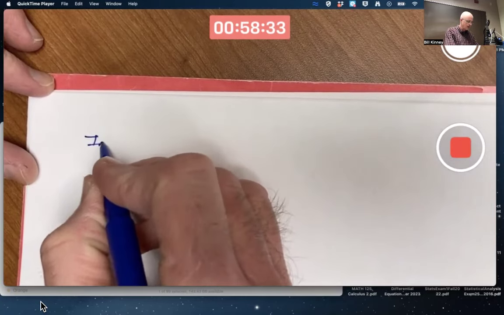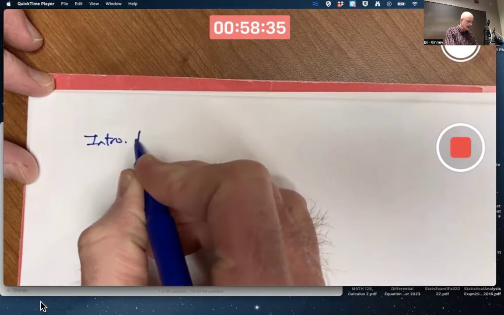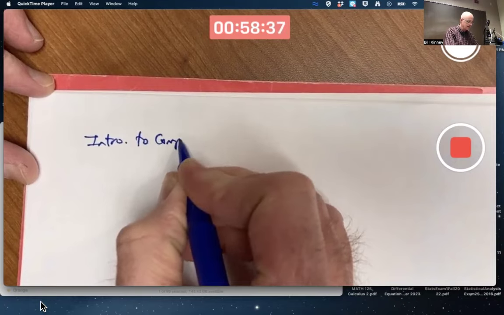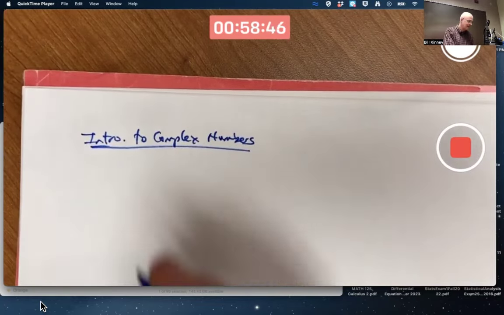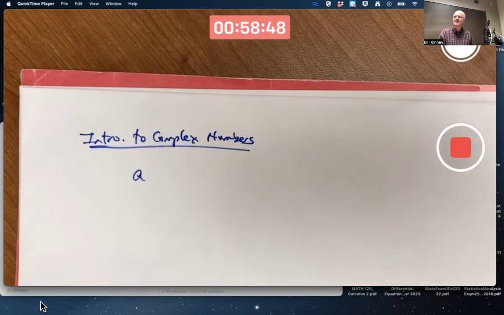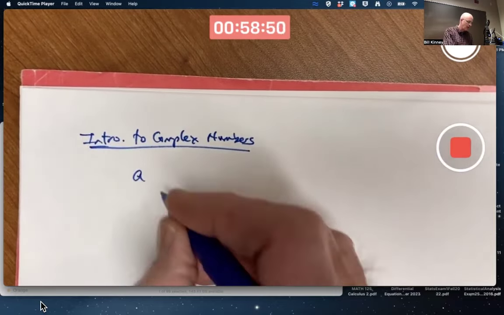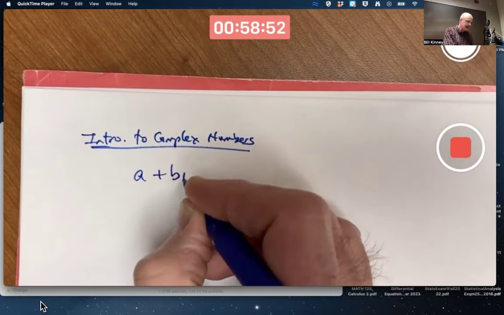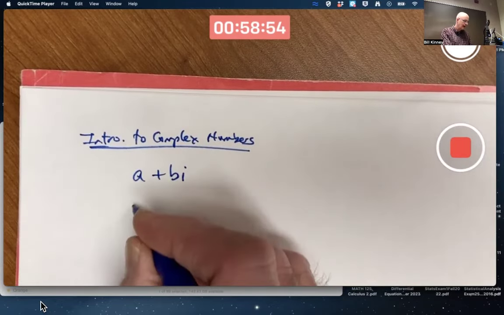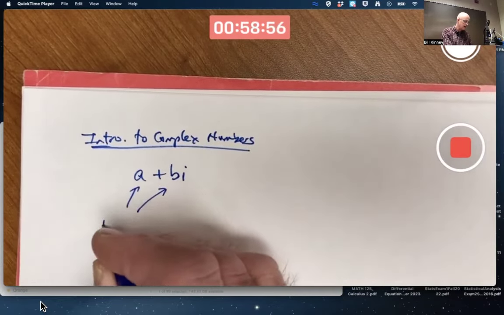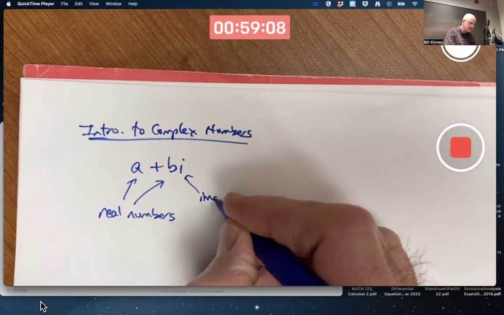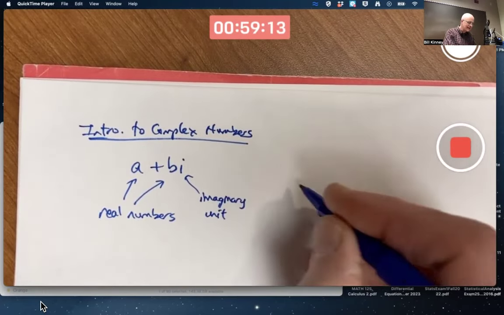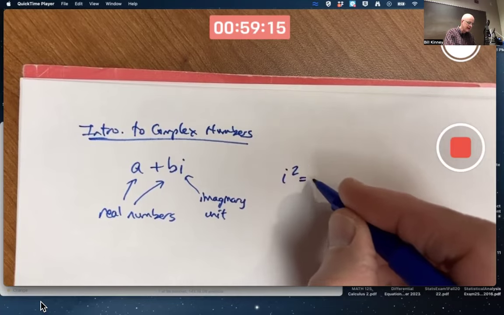This is an intro to complex numbers here. What is a complex number, first of all? It's an expression of the form a plus bi, where a and b are real numbers, and i is called the imaginary unit. It has the property that its square is -1.